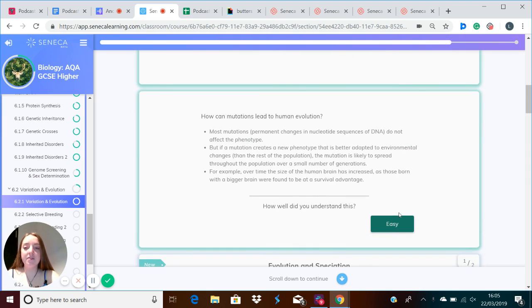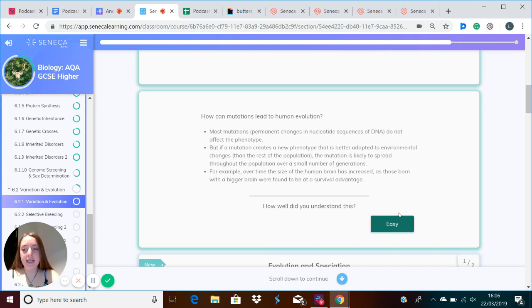So let's ask ourselves a question. How can mutations lead to human evolution? Most mutations, which we describe as permanent changes in the nucleotide sequences of DNA, do not affect the phenotype, which is sort of the appearance of the organism.